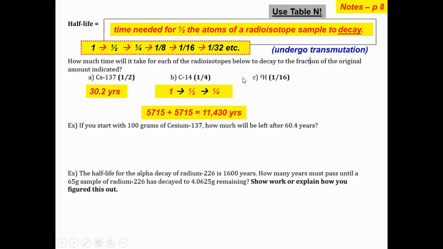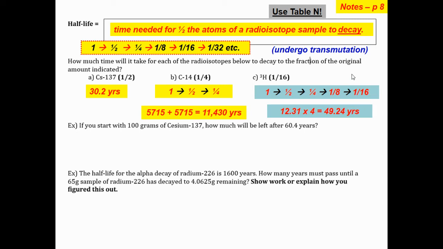What about hydrogen-3? That's a radioactive isotope of hydrogen. Find it in Table N, but first make your little chart. We start out with 1 whole, then it becomes a half, then it becomes a quarter, then it becomes an 1/8, then it becomes a 16th. So it takes 4 hops or 4 half-lives to get down to 1/16th of your original amount. And for hydrogen-3, that's 12.31 years for 1 half-life times 4 half-lives. 1, 2, 3, 4 hops. 4 times 12.31 years equals 49.24 years.